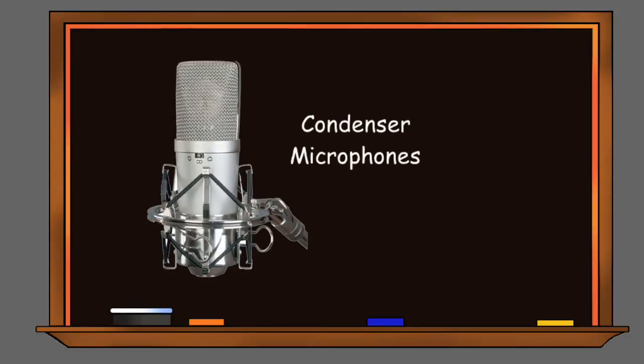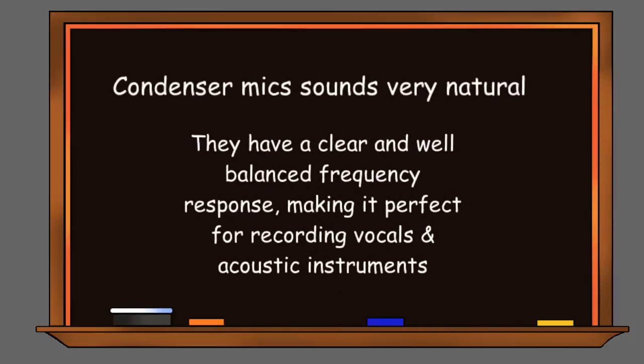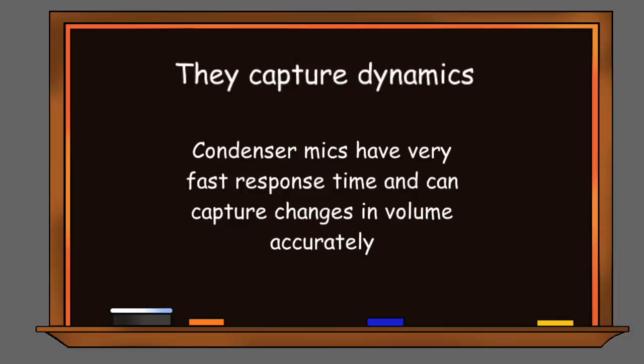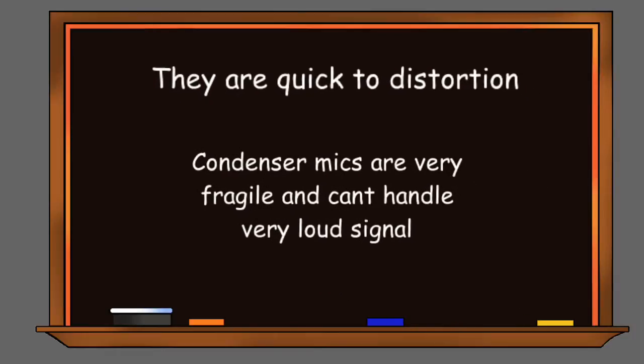Condenser microphones are mostly used in recording studios. They have a clear and well-balanced frequency response, making them perfect for recording vocals and acoustic instruments. They have a fast time response, picking up the dynamics and transients of sound, like initial attacks on drums. Condenser mics handle loud sounds poorly and are very quick to distortion. Overall, condenser mics give a more natural sound.